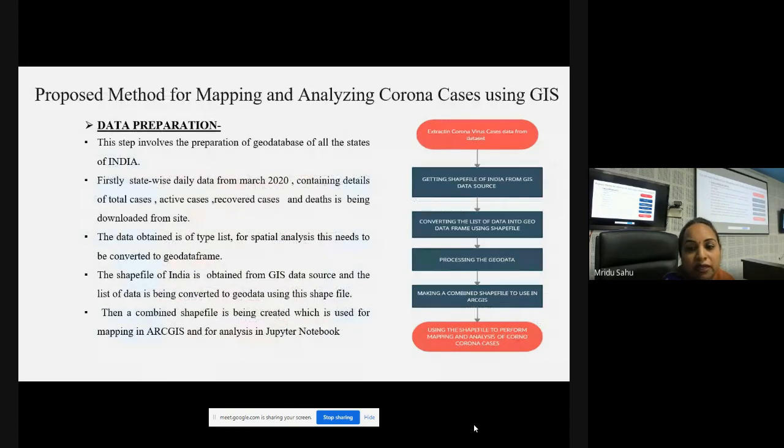So the first section is clear. Extracted the coronavirus cases data from the datasets, got the shape file of India from GIS data sources, and converted the list of data into a geodata frame. This is an important step. Please note down that one: converting the list of data into a geodata frame. How do we convert the list of data into a geodata frame? Then only can we create the shape file and understand that shape file, otherwise it's quite challenging for us. So processing the geodata, combining the shape file to use in ArcGIS, and mapping the shape file to perform the mapping and analysis of the corona cases.